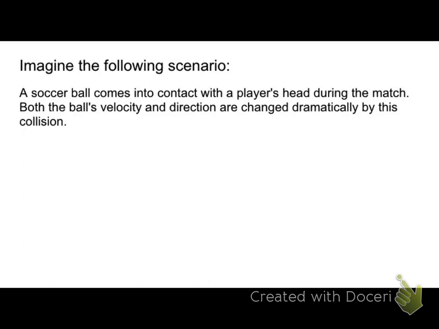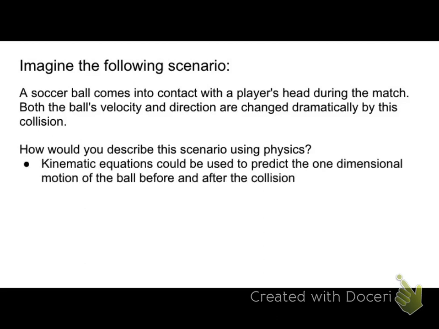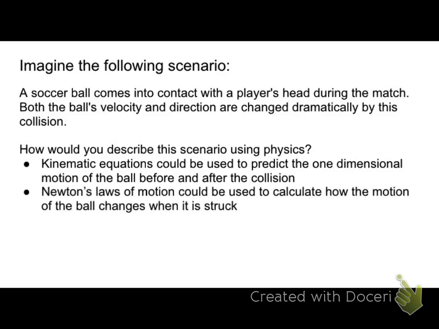And so far in physics, we have learned a couple of ways to describe this, right? We would describe this scenario by using kinematics equations. These kinematics equations would help us predict the one-dimensional motion of the ball. We could predict it before the collision and after the collision, right? And we could use Newton's laws of motion to calculate how the motion of the ball will change when it's struck. So now we can describe both the one-dimensional motions and the change that happens to the motion.